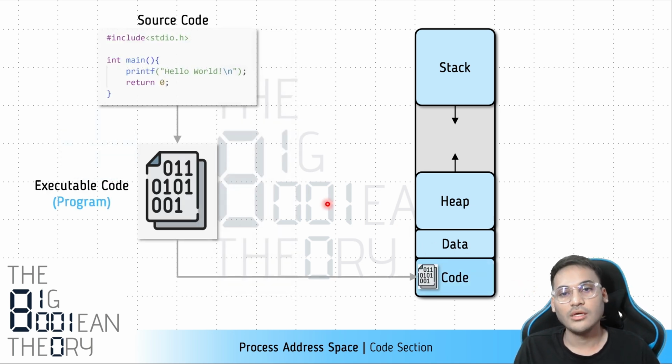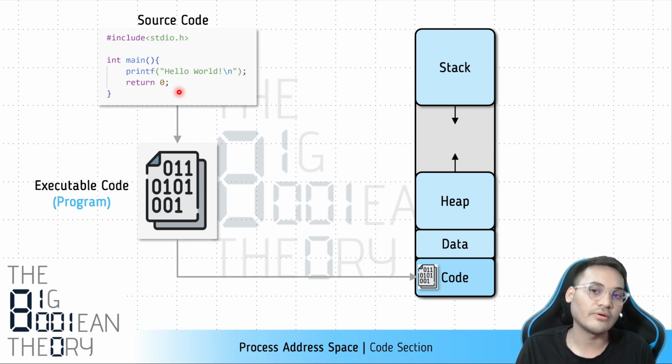Basically, it starts with the source code. First of all, you write the source code in some high level language like C, C++, Java, or Python.